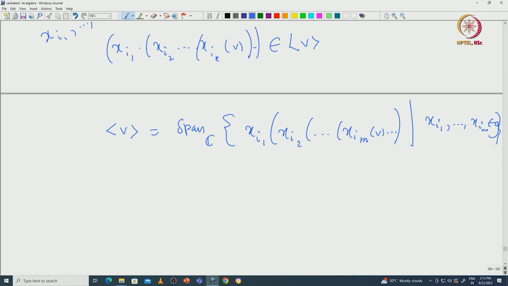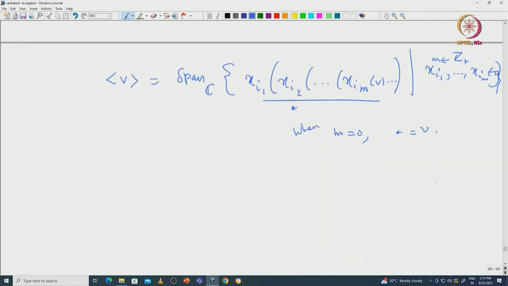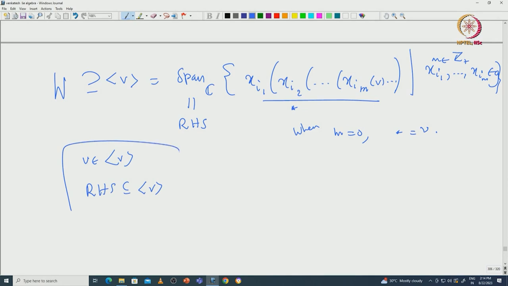So now we can allow m to be actually 0 so that you can have the empty word. Okay, so you allow m in the non-negative integers. So when m equals 0, you get whatever is on the right side to be just v. Okay. So in that sense, you can see that the sub representation of W generated by v is given by the span of this. So first of all, by taking m equal to 0, you get v in the sub representation generated by v. Okay, and it is clear that if you call this the right hand side, then the right hand side should be a subset of this sub representation generated by v. Okay, so this is easy to check.